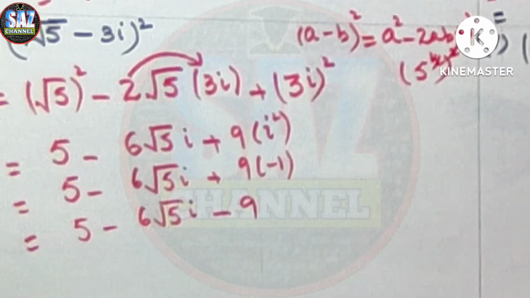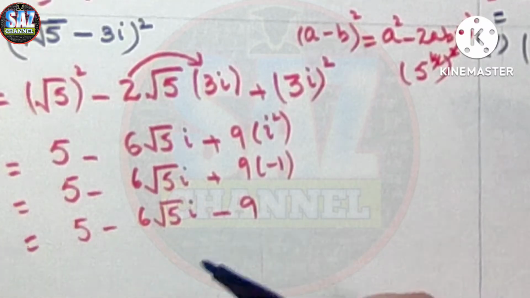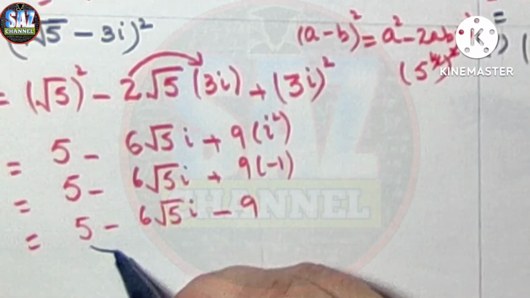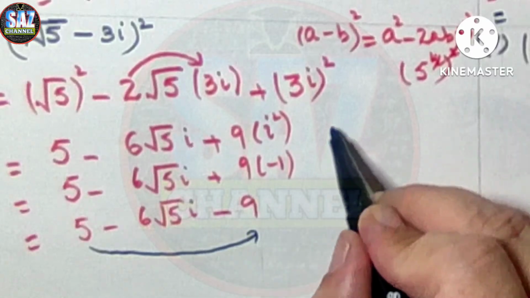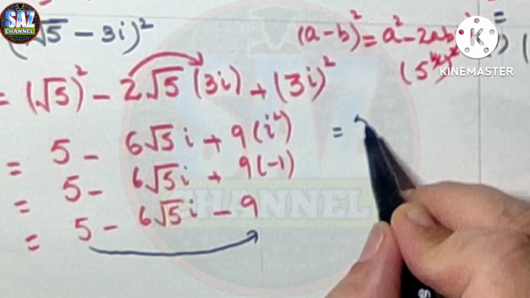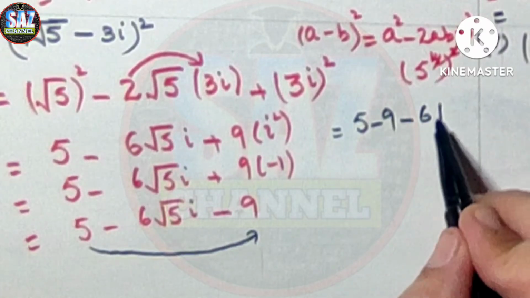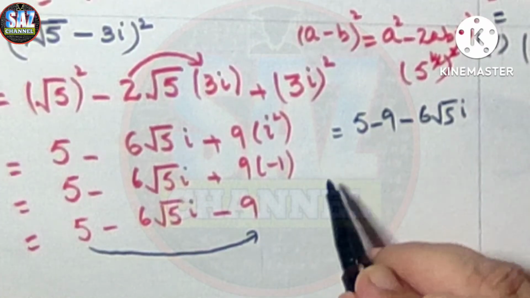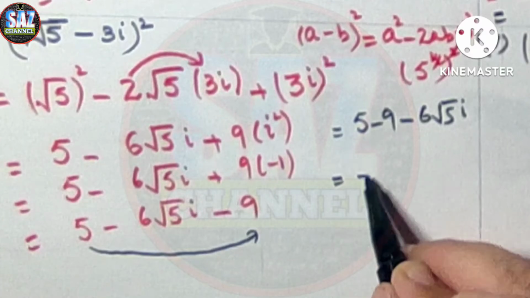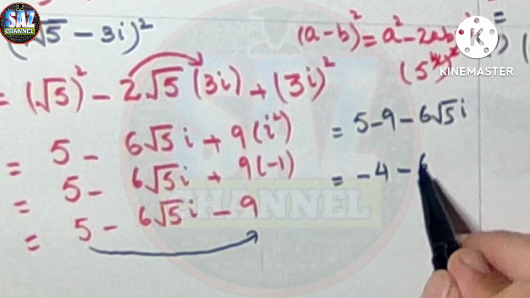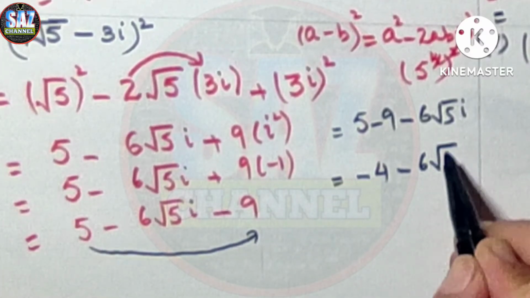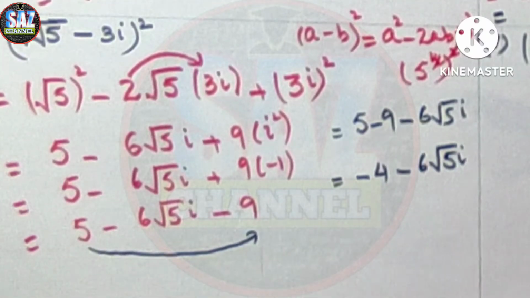Now, as we have to write the answer in standard form, let me come over here. 5 minus 9 minus 6 under root 5 iota. 5 minus 9 is minus 4, minus 6 into under root 5 iota. Really easy question and important question.